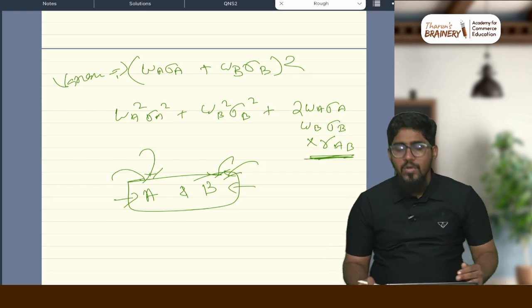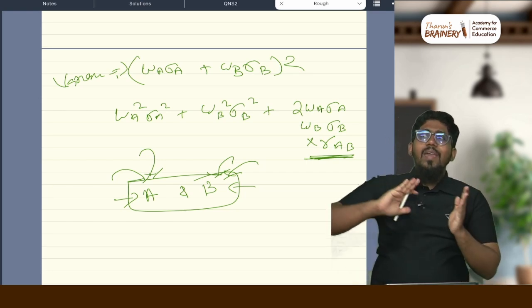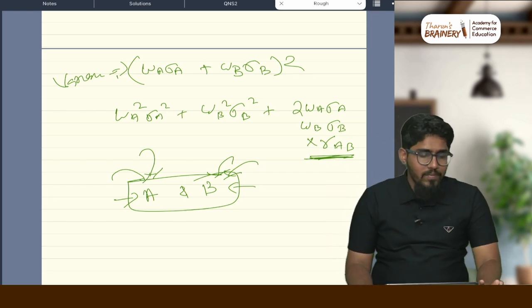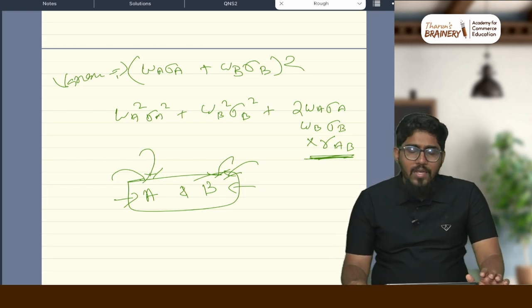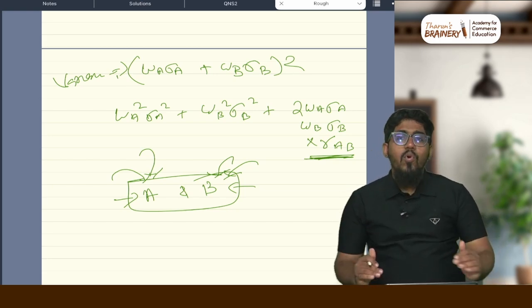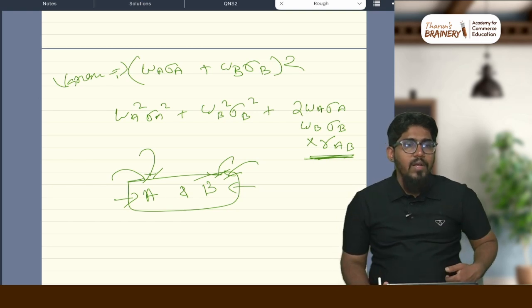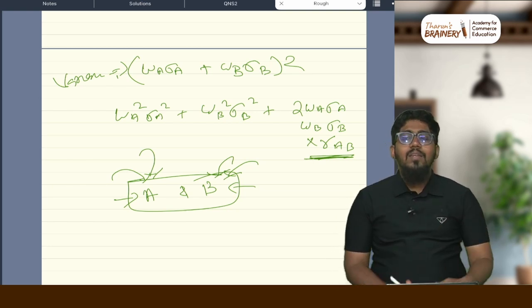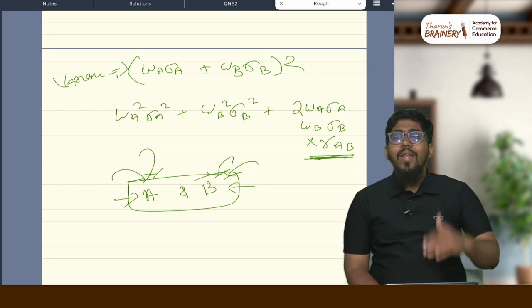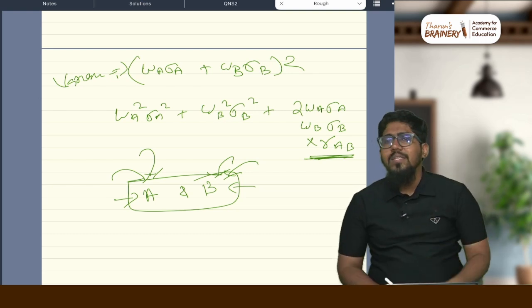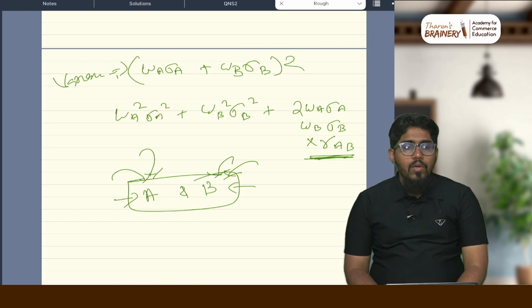Is the correlation positive, which means if A is moving forward, B is also moving forward. If A is coming down, B is also coming down. If both are increasing, it is positively correlated. If both are decreasing, it is again positively correlated, because they move in the same direction. One increasing and one decreasing means it is negatively correlated. Are you all with me?